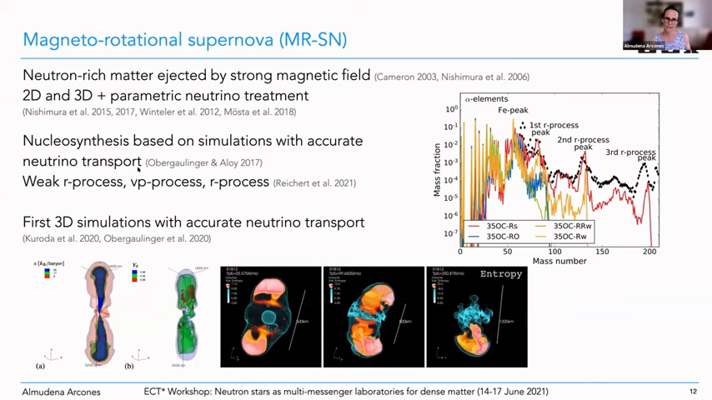Of course, these were 2D simulations that we used. Now we are looking at 3D simulations, because only last year the first 3D simulations with accurate neutrino transport and magnetic field were reported by Martin Obergaulinger and Takami Kuroda.